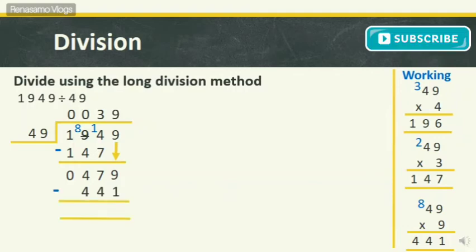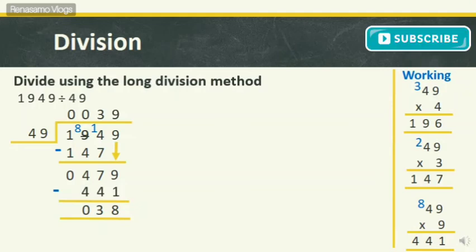441 and subtract again. 9 minus 1 gives me 8. 7 minus 4 gives me 3. And 4 minus 4 is 0. Now there are no more digits to bring down. So I'm done with my long division. I got the answer quotient on the top as 39 and a leftover remainder of 38.